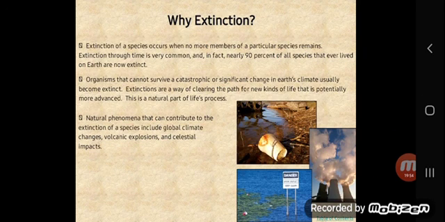So why extinction? Extinction of species occurs when no more members of a particular species remain. Extinction through time is very common, and in fact nearly 90% of all species that ever lived on Earth are now extinct. Natural phenomena that can contribute to the extinction of a species include global climate changes, volcanic explosions, and celestial impact. The influence of humans on the environment does not include comet impacts or volcanism. However, man has caused extinction all the same.